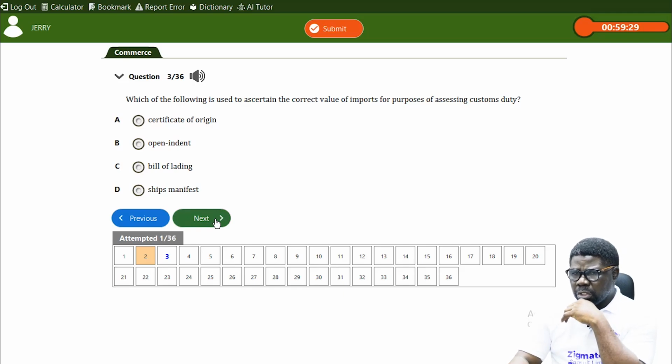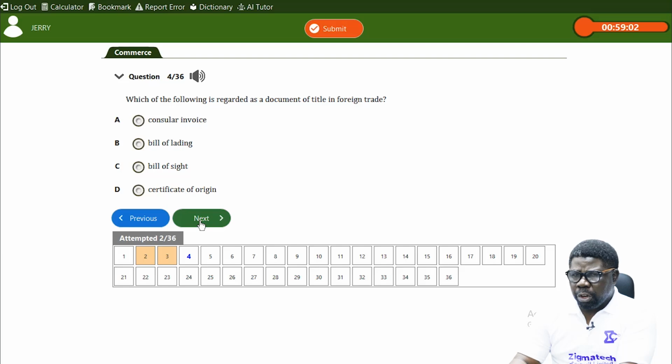Which of the following is used to ascertain the correct value of imports for the purpose of ascertaining custom duty? We have passed this one. This question is from our previous class, but we'll also use it to answer the question. The answer is bill of lading, because there's only one correct here. Which of the following is regarded as a document of title in foreign trade? Bill of lading.